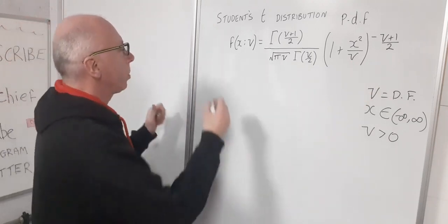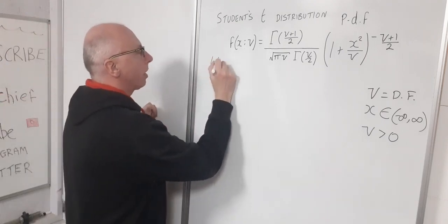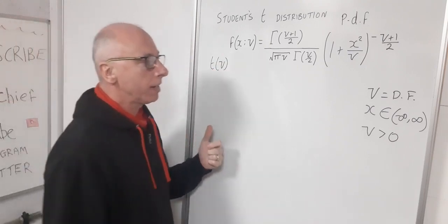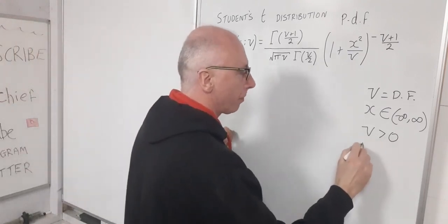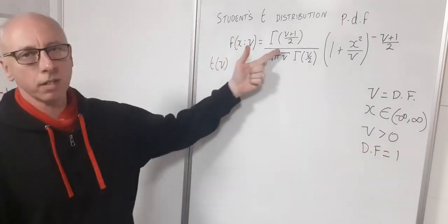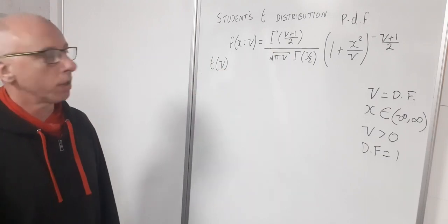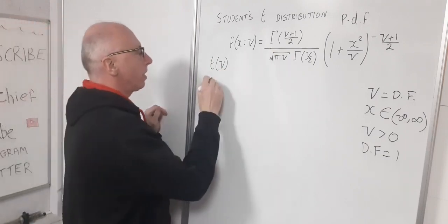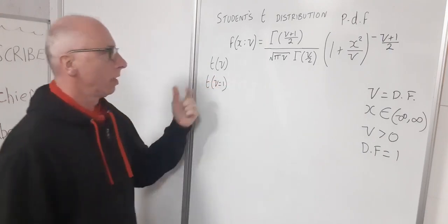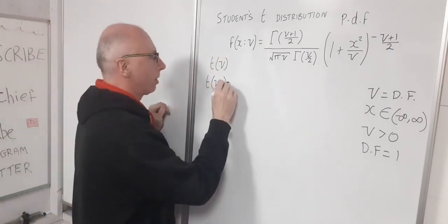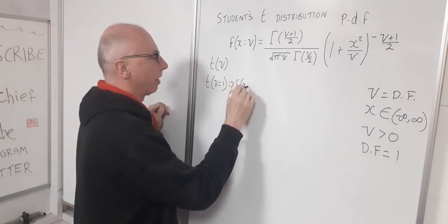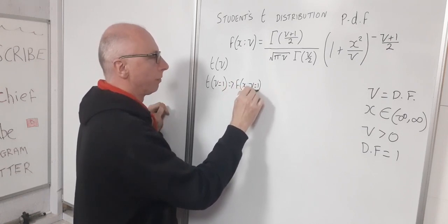So let's look at a special case of our student's t distribution. So the t distribution is normally written as t given nu, so our degrees of freedom. So now let's set our degrees of freedom equal to 1. So it gives us a special case of our t distribution. So we've got t of nu equals 1. So that's going to give us our t distribution PDF of f of x given nu equals 1.